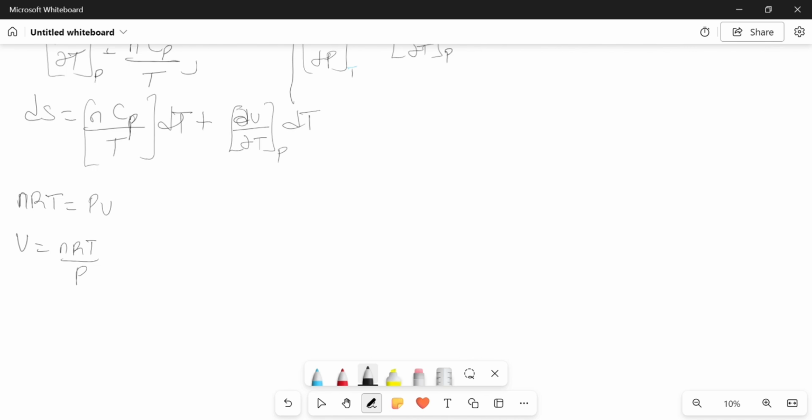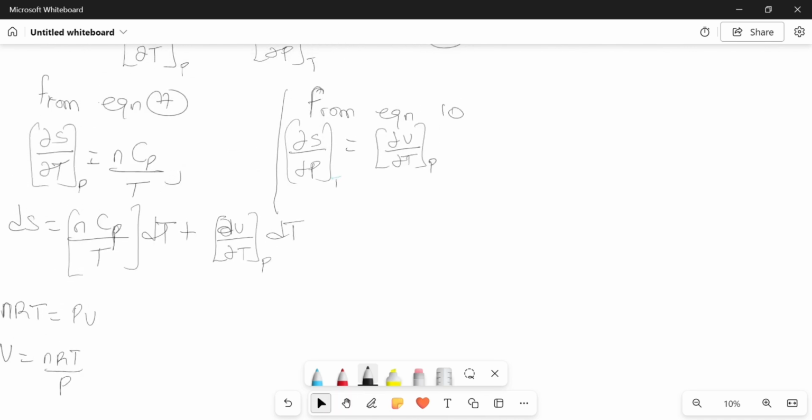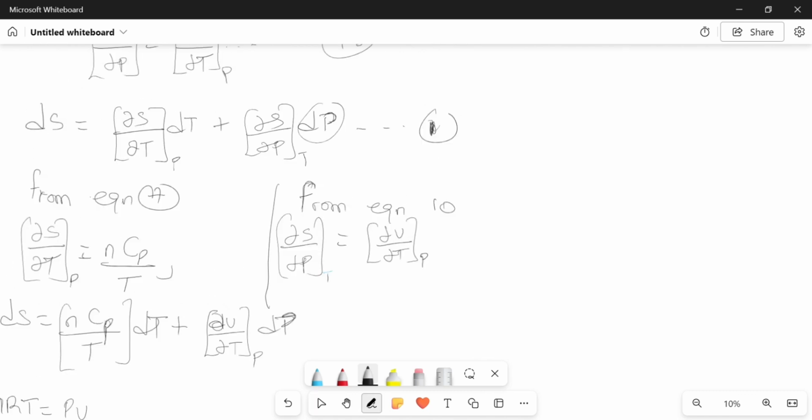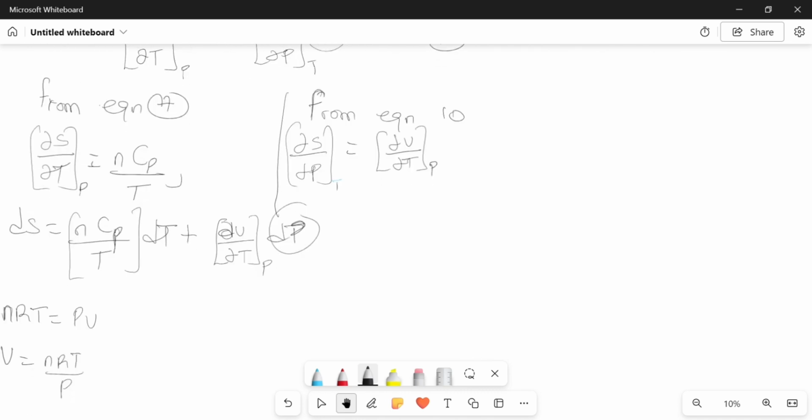Now we should not forget, I don't know why I keep on writing. This is the P. We are following this. This is the P, and this is the P. So this is the P.